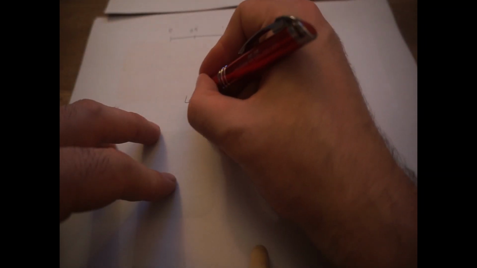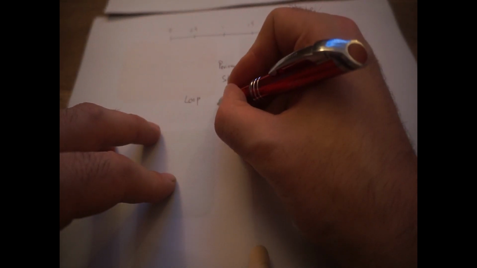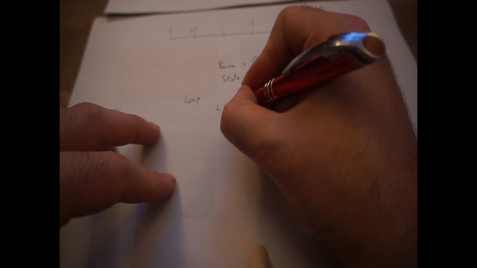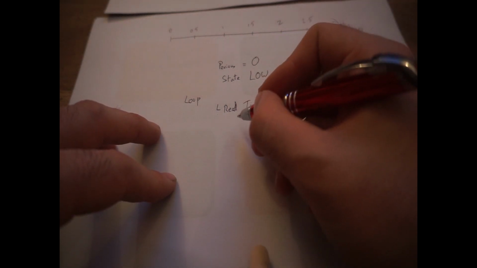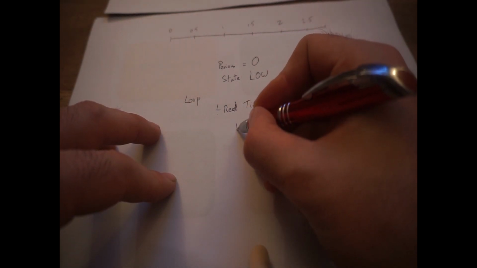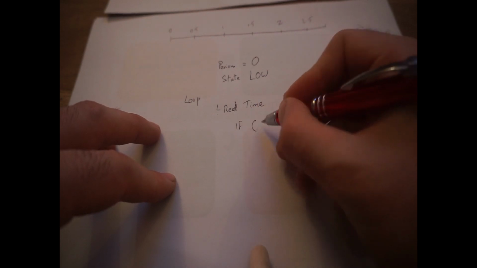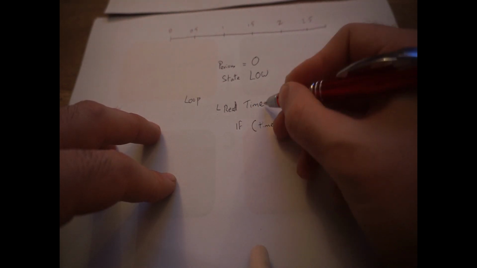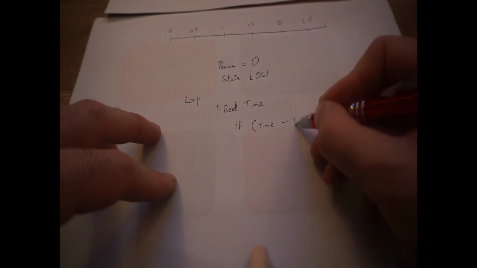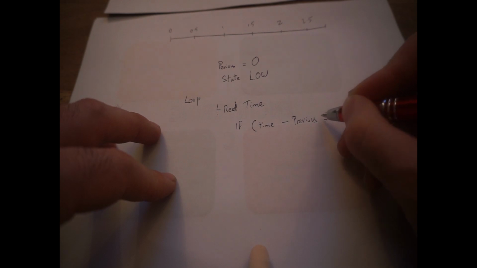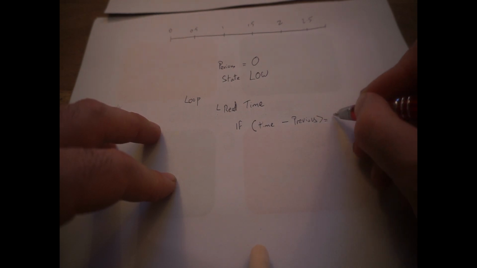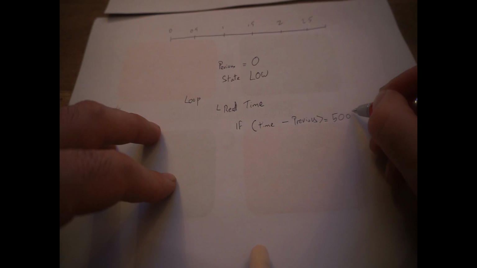Then we're going to look at our loop. In the loop, the first thing we're going to do is read the time. And then after that, we're going to look at an if statement. So if the time, which we've just read, minus the previous is greater than or equal to 500, we're going to replace a delay of 500.